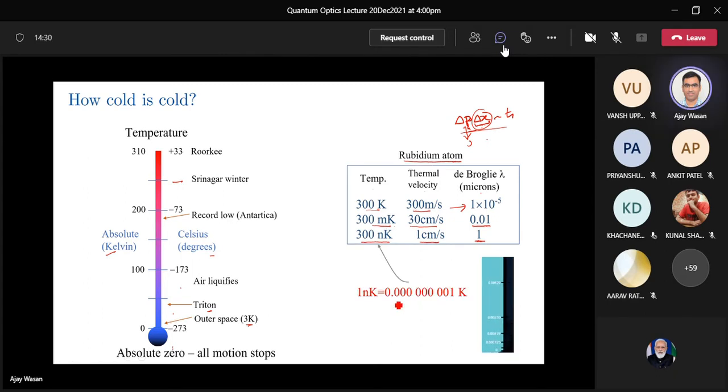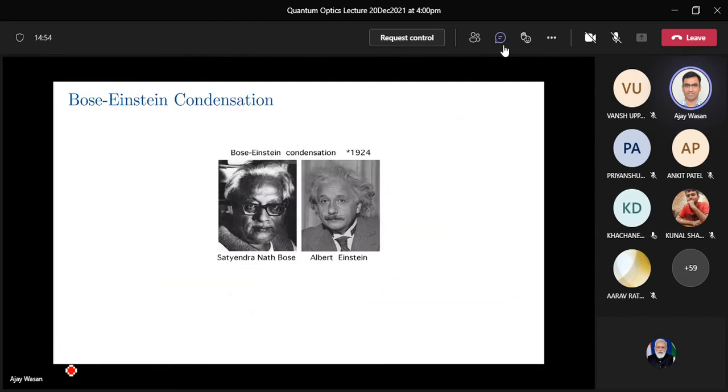So we have to reach 1 nanokelvin, up to this temperature that I'm talking about here. Many groups are working on this nowadays, but most of the groups are working within 100 to 200 nanokelvin, and that is more than enough to do many experiments. What type of experiments they are doing, I will discuss in the coming slides. So this Bose-Einstein condensation, in short form we say BEC.